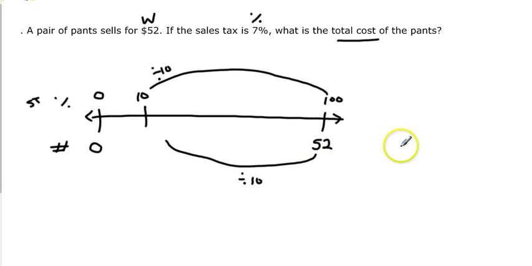And I know that in the number 52, the decimal comes at the end. Once I divide by 10, I move the decimal one place to the left. So 10% is $5.20 sales tax.